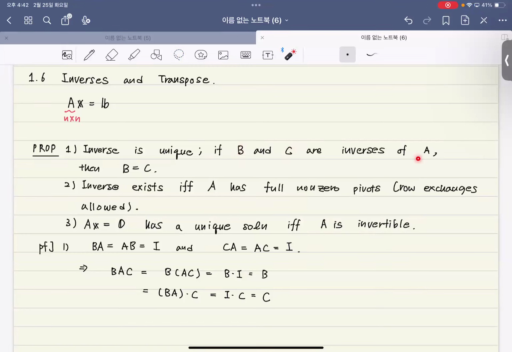Suppose B and C are inverses of A. That means this equation is true, and these equations are also true. They are both true, right? Now we multiply these three matrices in this order: B times A times C. Because of associativity, I can choose to multiply these two first and this one later. But A times C is the identity, therefore everything is B. And if I choose to multiply B and A first, then B times A is again the identity, so it has to be C. So B equals C, guaranteed. So the proof is done.